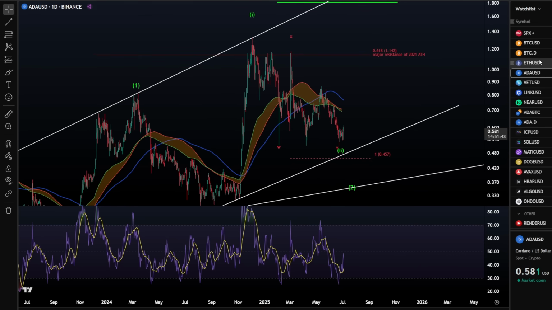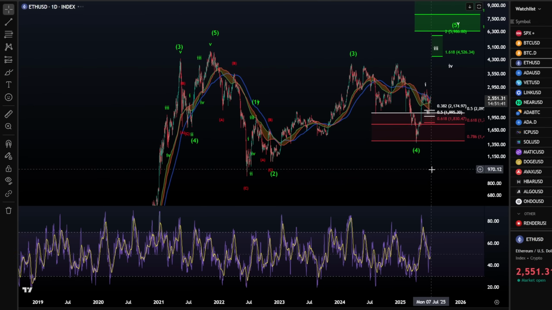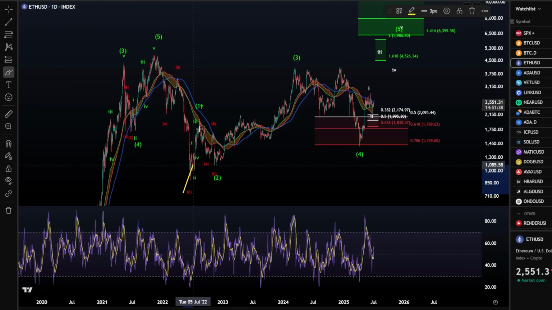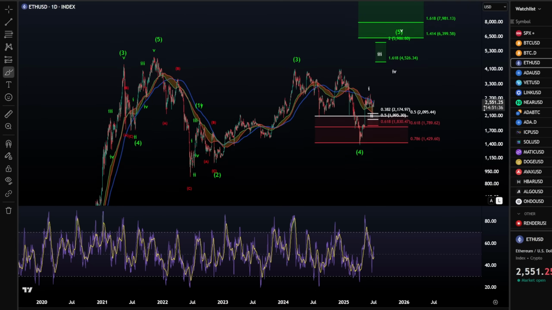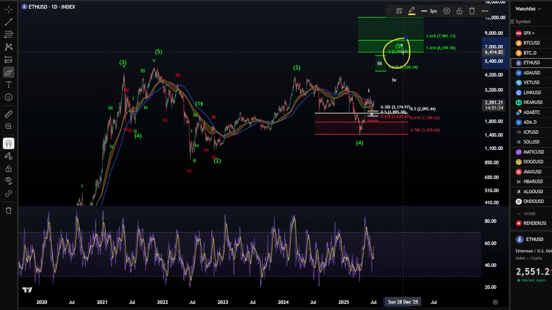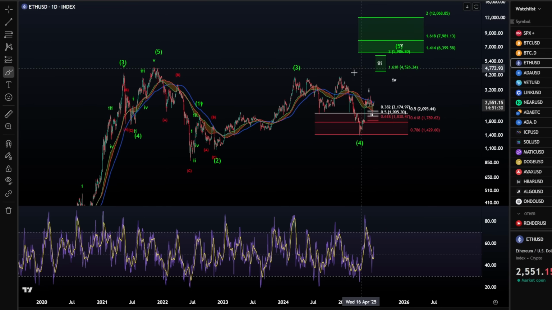Now, of course, I'm still expecting Ethereum to go crazy, because if you look at the chart, we are still in a much bigger 1, 2, 3, 4 setup, and right now I'm expecting the fifth wave move up, and the target for that is $6,400. So this should not be a shock to you.